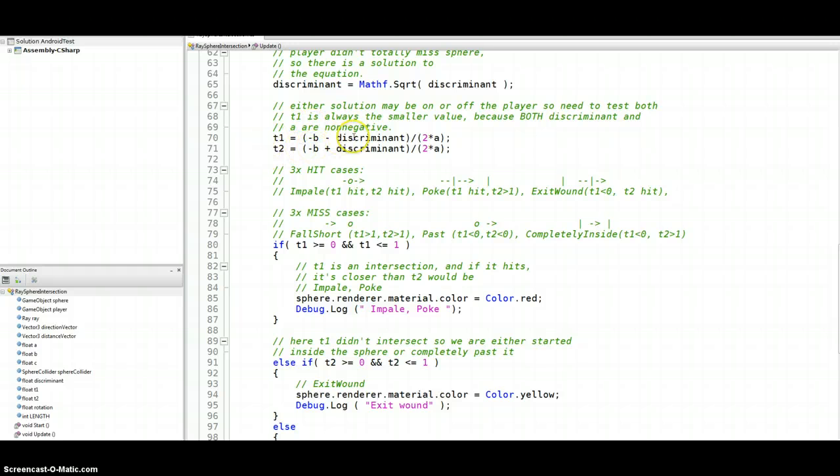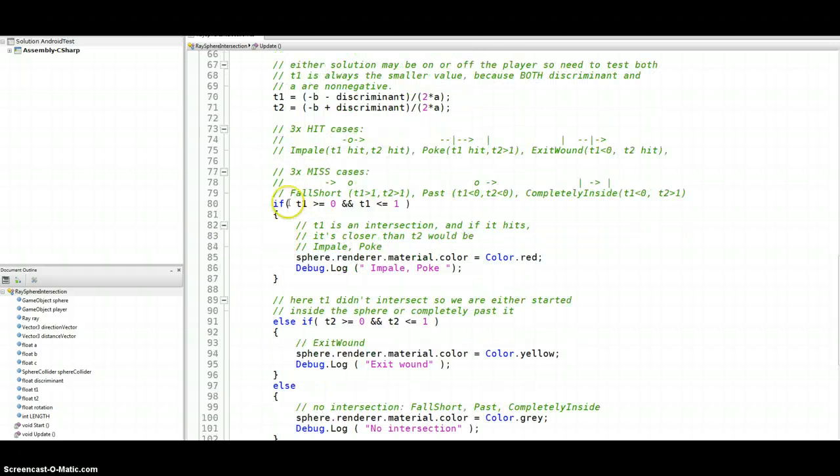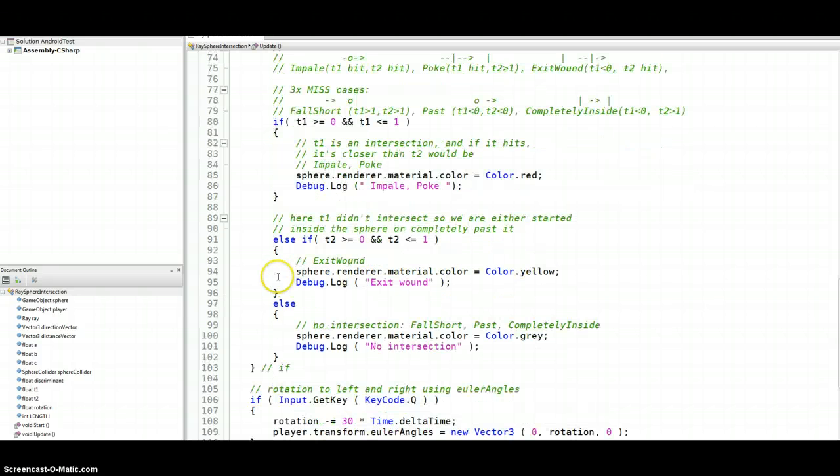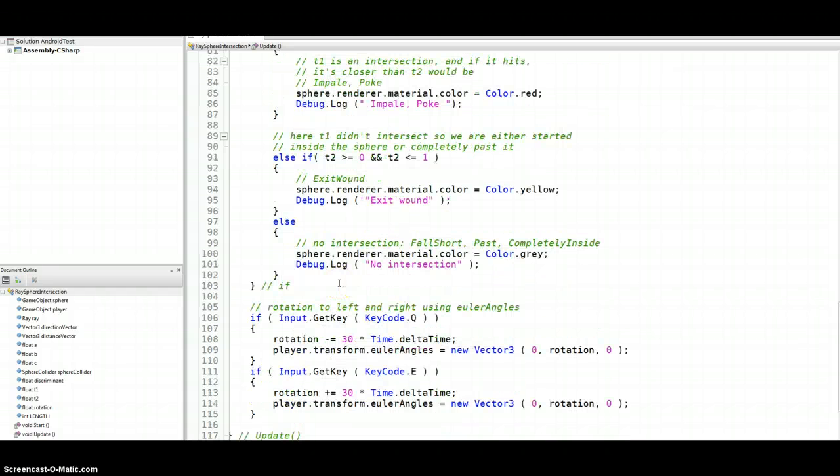So here's the calculation and the checks for T1 and T2. If T1 is between 0 and 1, there's an impale or poke, and then the sphere gets the color red. And if T2 is between 0 and 1, then the sphere gets the color yellow, and it means the exit wound case. Otherwise, the sphere gets the color red, and those are the miss cases.